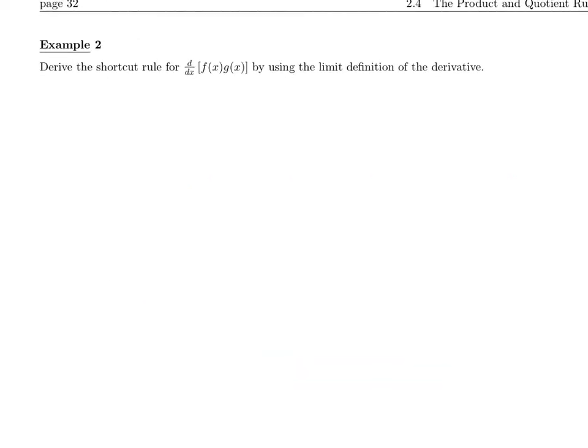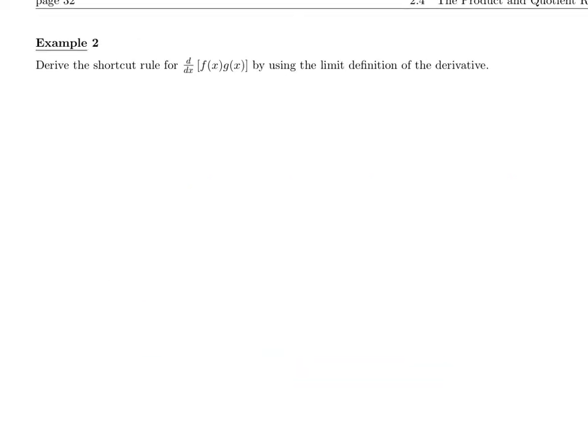Okay, so let's go ahead and get started with coming up with the product rule. Our goal is to come up with a shortcut rule for taking the derivative of a product of two functions f and g, and we're going to do that using the limit definition of the derivative. To start, I'm going to define a new function, k of x, to be my f of x times g of x. And what I'm wanting to find is k prime of x.